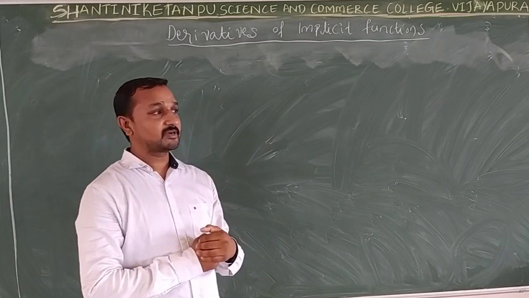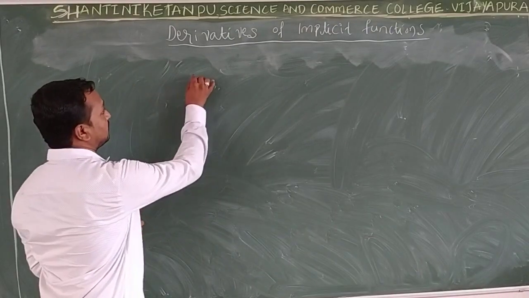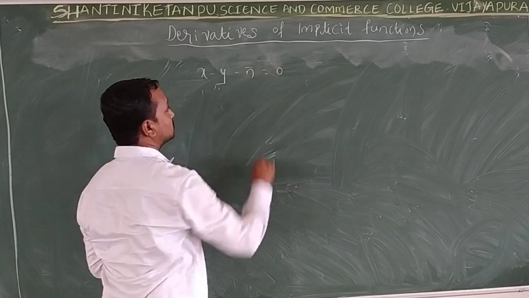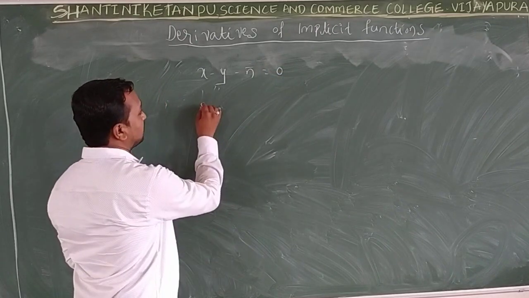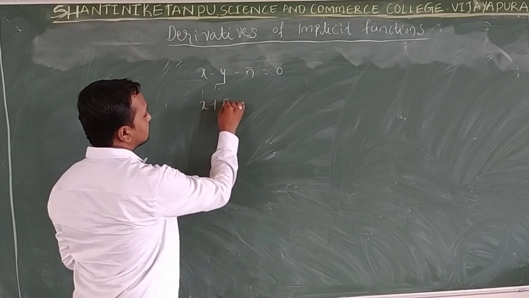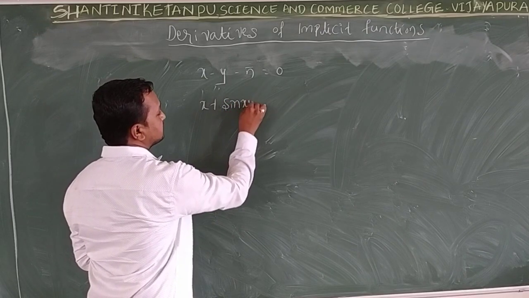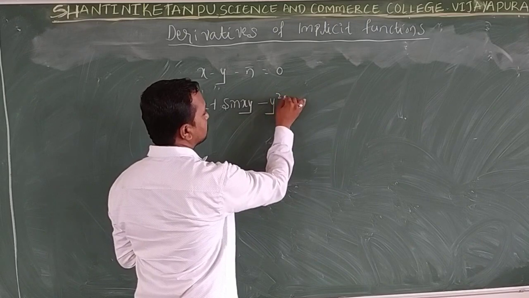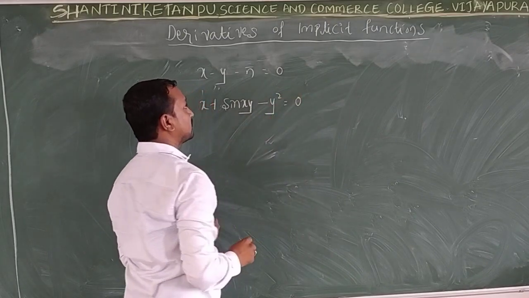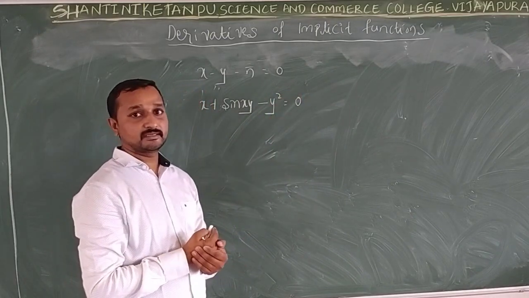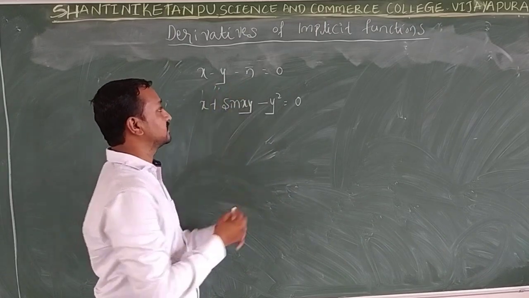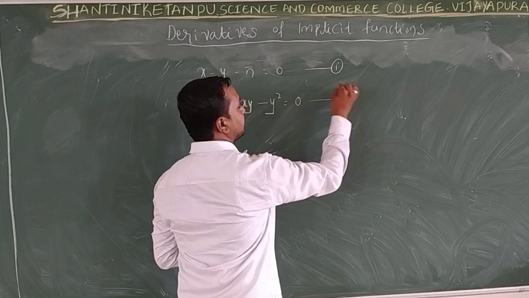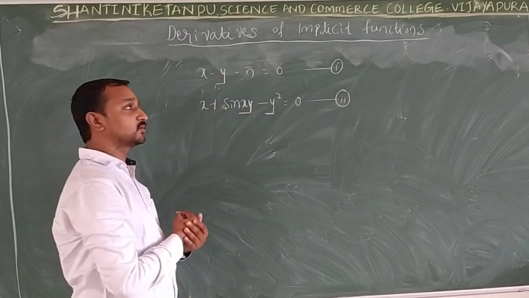I can take some relations like x minus y minus 5 is equal to 0. This is one relation. Again, x plus sine of x into y minus y square is equal to 0. So these are two relations. Students, see these two relations. This is relation 1, and this is relation 2.